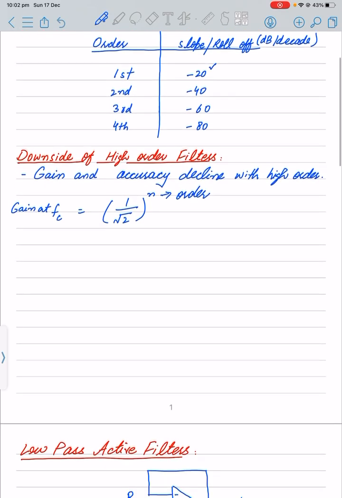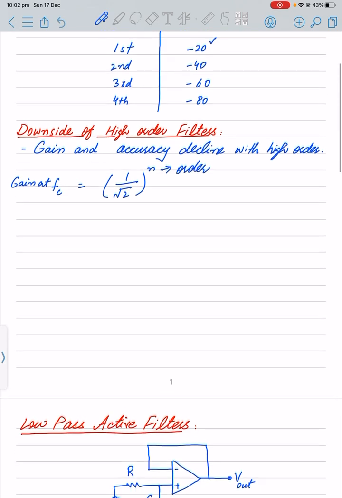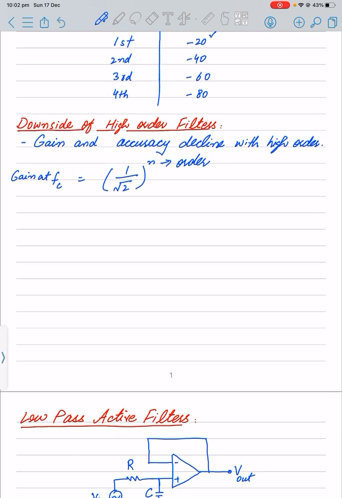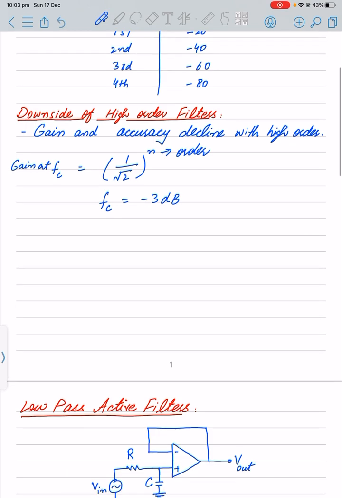So we checked that our corner frequency point is equal to negative 3 dB. When the magnitude of the output voltage, or the gain of our signal, starts decreasing by negative 3 dB, then that point is called the critical frequency or the corner frequency in case of our low pass filters. So this negative 3 dB is actually coming from this 1 by square root 2.